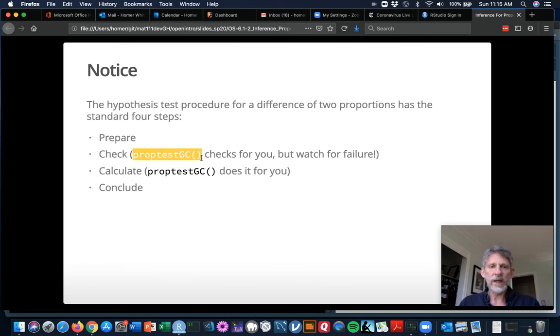proptestGC is going to do that success failure check for you, but you have to read the output to make sure you passed. And then to calculate, proptestGC is calculating the z-statistic for you, calculating the p-value for you. But it's up to you to make the conclusion. You're the one who has the alpha value in mind, so you need to make the decision about whether or not to reject the null. You need to write up that simple conclusion for the test.